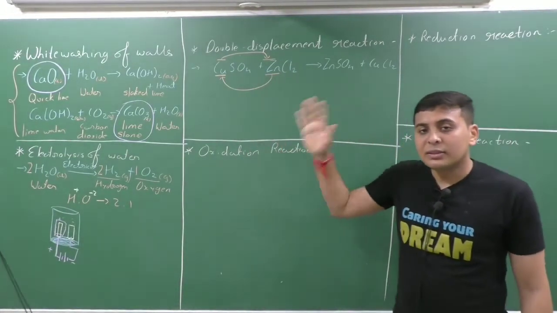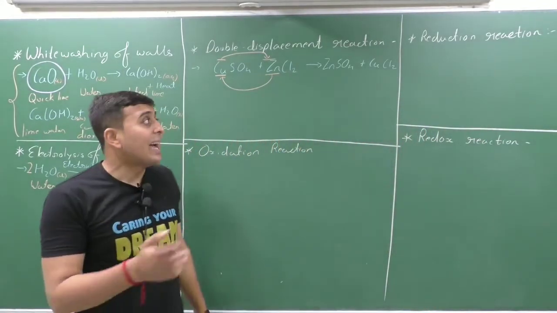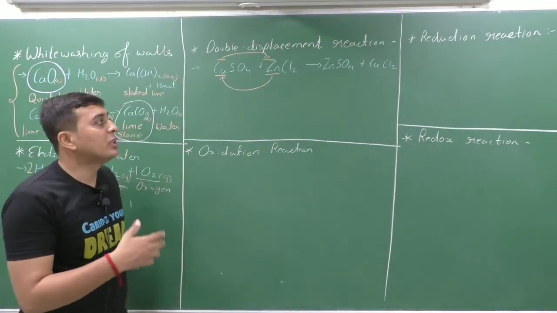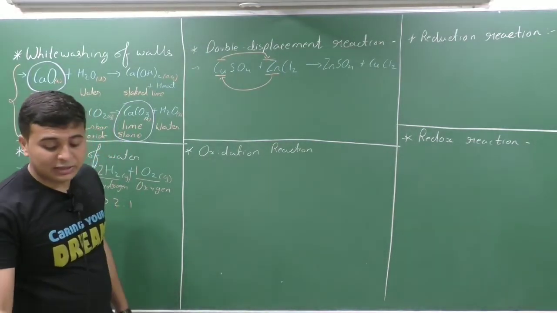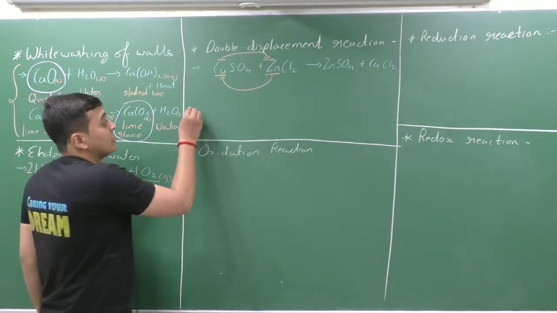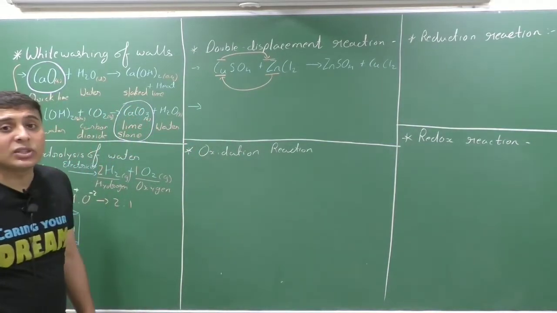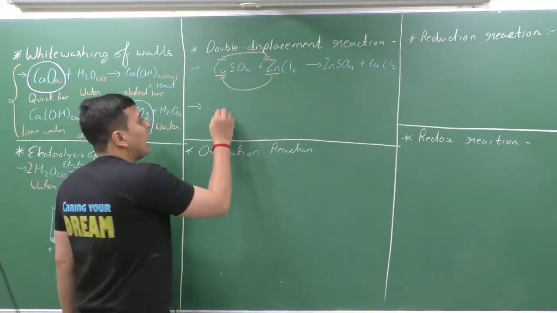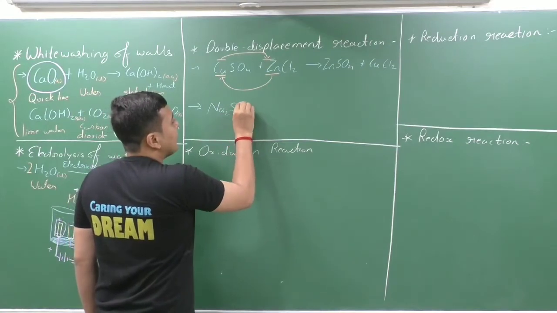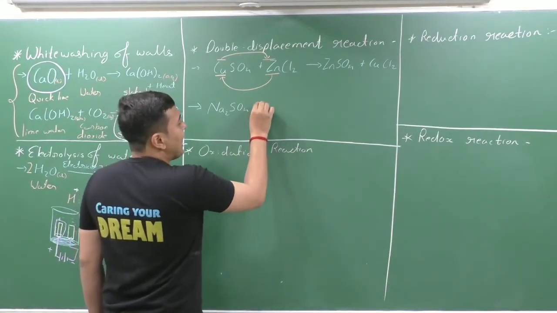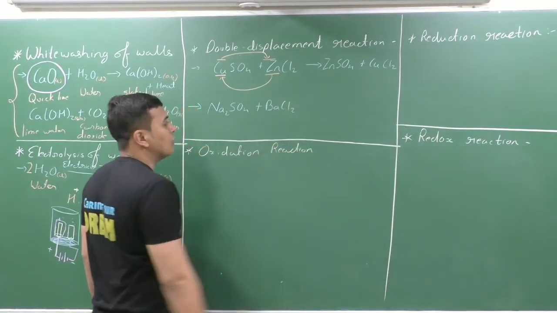This is known as double displacement reaction. The reaction in which ions get exchanged between the reactant compounds and new products are formed is known as double displacement reaction. Now the most important thing to remember about the double displacement reaction, for example, I have a compound sodium sulfate, Na2SO4. I am adding another compound, barium chloride, BaCl2.